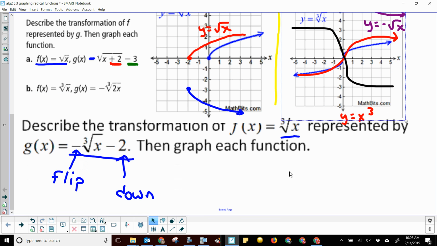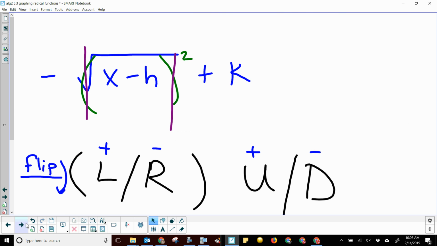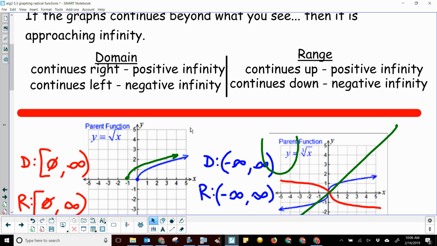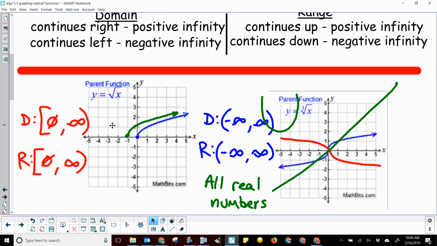So describe the transformation of cube root of x when I go here. Well, that flips us. That goes down. We don't have to really draw anything. Domain and range, we talked how, well, like on square root, we can't square root a negative number. And when we square root, unless we have the minus there, we're not going to get a positive number. We're not going to get anything down here.